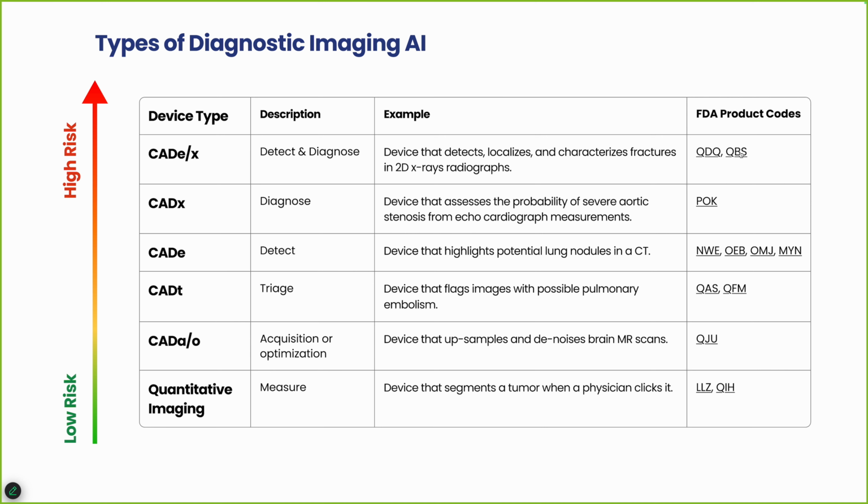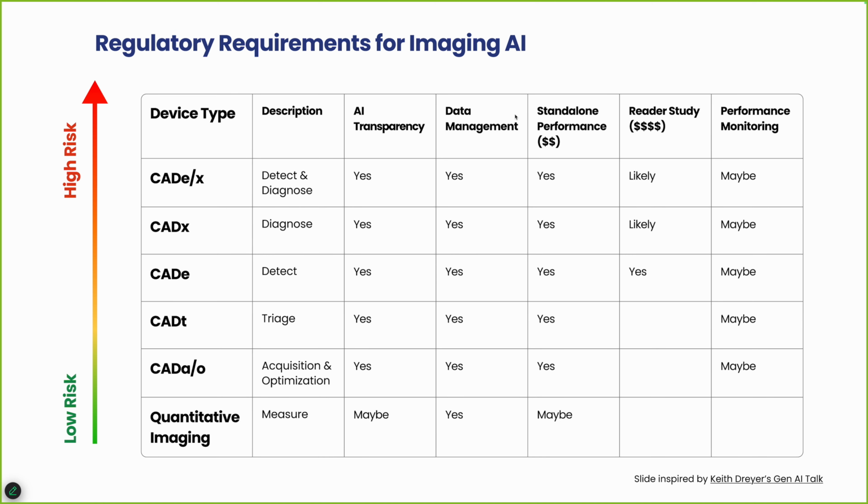I would note that with all of these are links to the FDA product codes. Analytics has developed some software that lets you view the product codes and all the clearances in them. So if anyone's interested, you can click these and see examples of similar devices that are on the market. So for each of these types of devices, there's increasing regulatory scrutiny as the risk goes up.